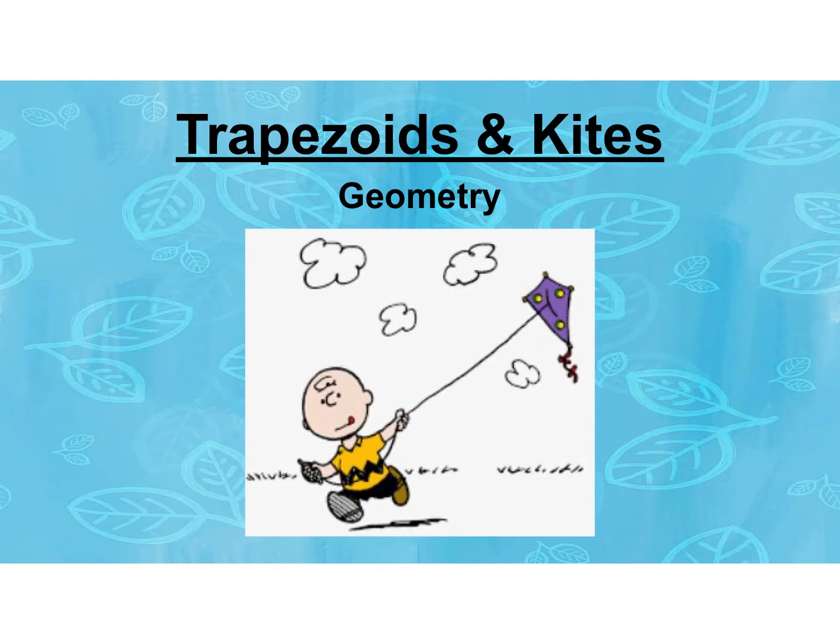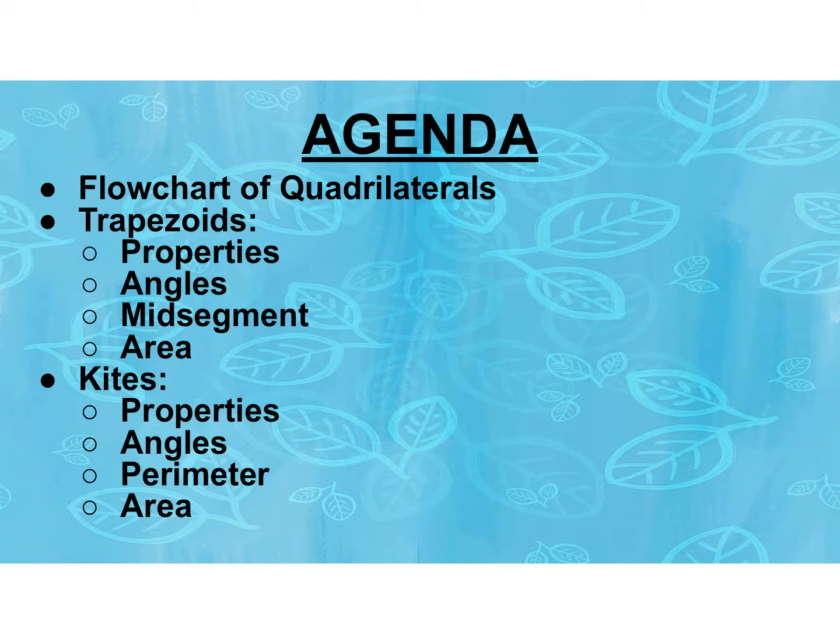Let's learn about trapezoids and kites. We are going to start with a flow chart of the quadrilaterals, then we'll go through the trapezoid properties, talk about their angles and a mid-segment, and do the area formula. With kites, we'll look at their properties, angles, perimeter, and area.